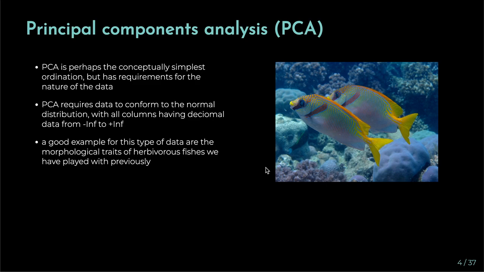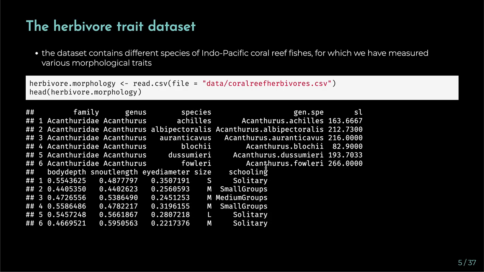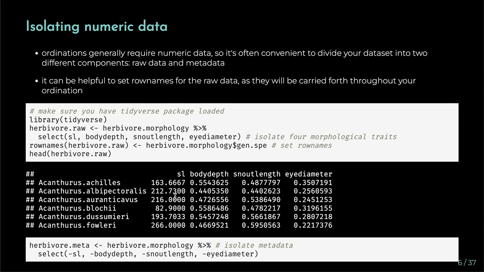But a good example for this type of data is the morphological traits of herbivorous fish that we have played with previously, that measures different aspects of their morphology. So you can load that data set. It is available on the website for this part and for the many parts that we've already gone through. You can see that it has these different traits: SL, body depth, snout length, eye diameter, that we can use for a nice multivariate assessment of what these species look like.